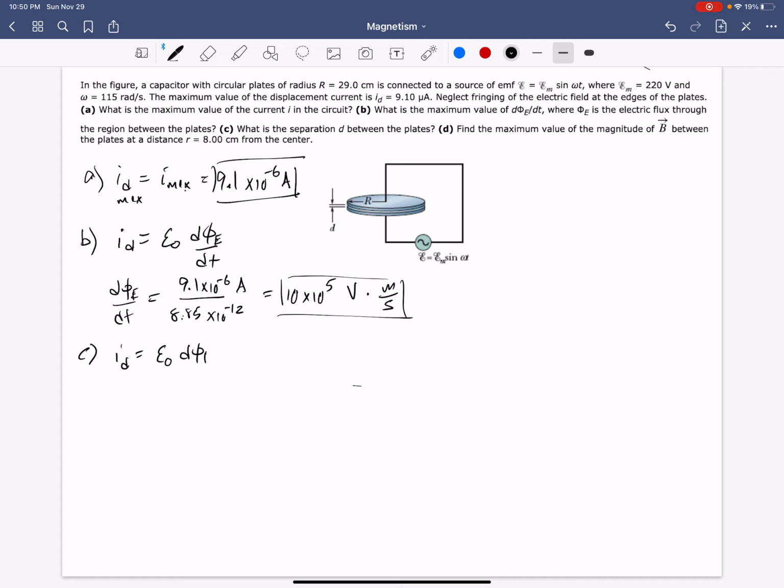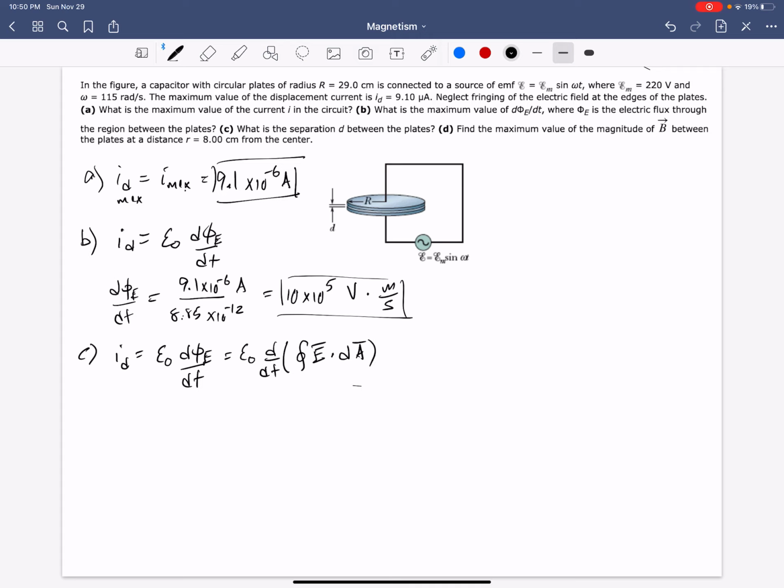Let's see, dΦ/dt. We have an expression for the voltage, with this epsilon max, the maximum. So let's write this out a little bit. We have d/dt of the electric flux, remembering all the way back to Gauss's law, which is the integral of E dot dA.